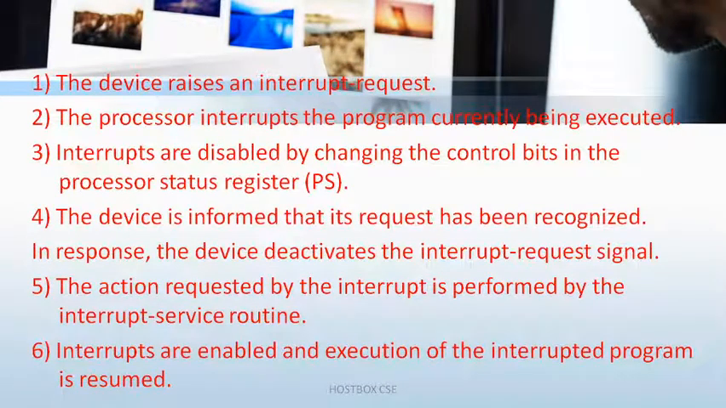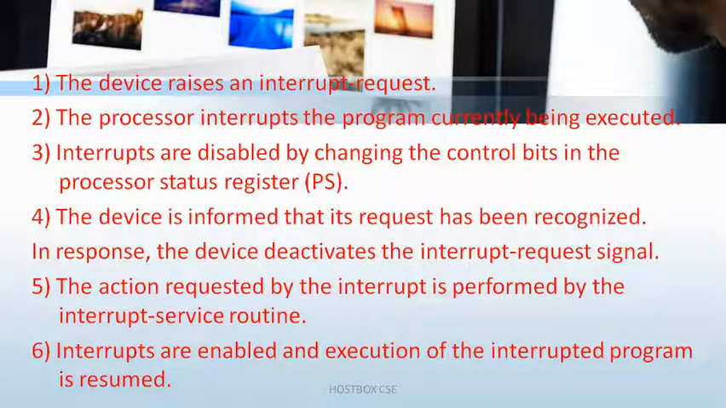Here the device raises an interrupt request. First step is step number 1, interrupt request. Step number 2, the processor interrupts the program currently being executed. What kind of program? Printing the document or what you are expecting, like that. And also third one, interrupts are disabled by changing the control bits in the process status register.